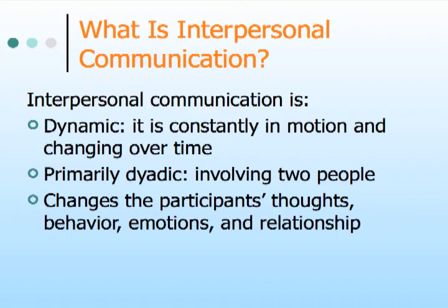And the other idea is that it's primarily dyadic, meaning it's generally involving two people. Right? You can have interpersonal communication with more than two people, but it tends to not be that interpersonal. In this course, we're going to be using largely the qualitative definition of interpersonal communication. So the idea that there'd be more than two people, like a group of 6 or 8 people, doesn't fit too well. Typically, people are getting close and really opening up to another person, really taking the time to get to know them. It's one-on-one. And the last one is it changes the participant's thoughts, behavior, emotions, and relationship. That speaks for itself.